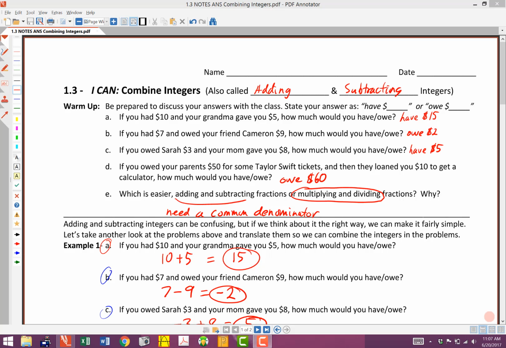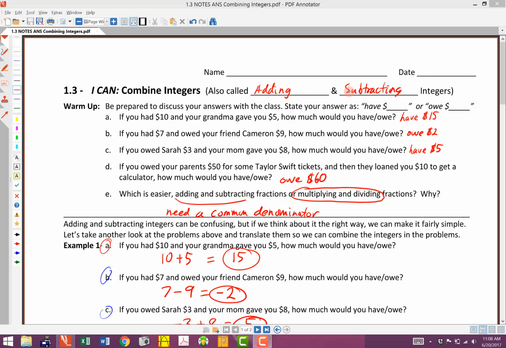All right, we're going to get to part two of this discussion about combining integers, but before I do, I just want to run through really quickly and re-emphasize what we talked about in the previous video and discussion. So the I can statement is I can combine integers, and many people, instead of saying combine integers, will say adding and subtracting integers.